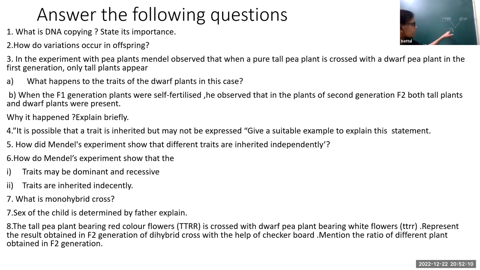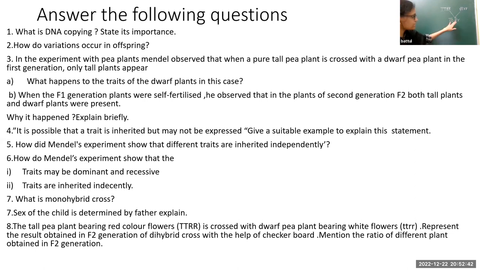So from here one gene came, capital T, small r. Since the dominant character is going to get expressed, the plant will be tall. Which tall? Not the pure tall. It is going to be the hybrid tall. Whereas in this situation, what will it be? Red, but not the pure red, but the hybrid red. Are you following?